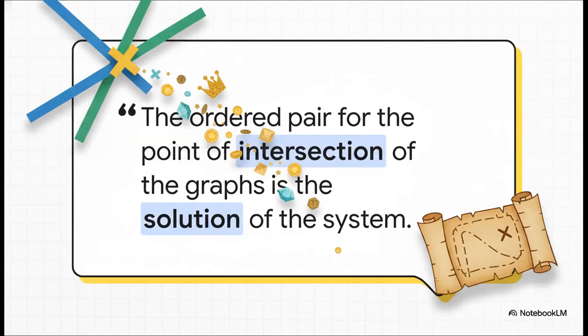And this is the crucial link right here. That abstract idea of an algebraic solution has a perfect visual match. It is, quite literally, the point where the lines cross on the graph. That point of intersection is the solution. That's the treasure we're looking for.